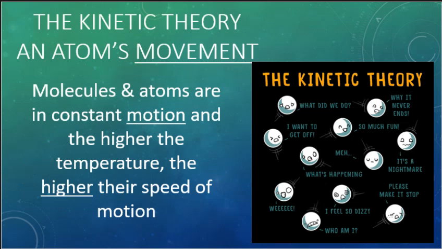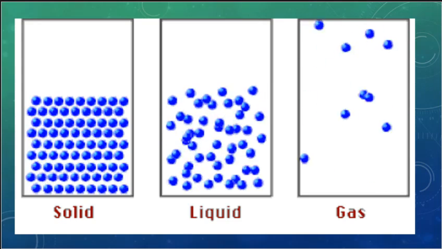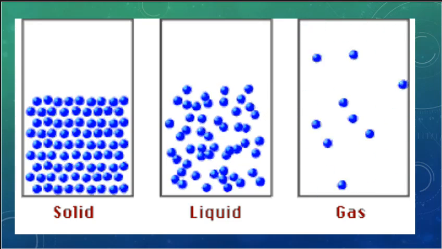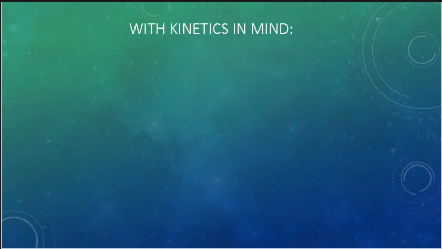All right, the kinetic theory of an atom's movement. Molecules and atoms are in constant motion. The higher the temperature, the higher their speed. We already had this one on there, right? I just have those underlined now. So here they are, moving around. Definitely still moving in the solid, moving more in the liquid, moving the most in the gas.